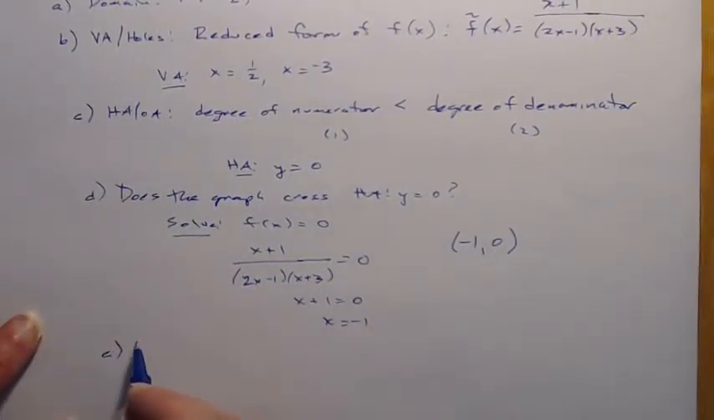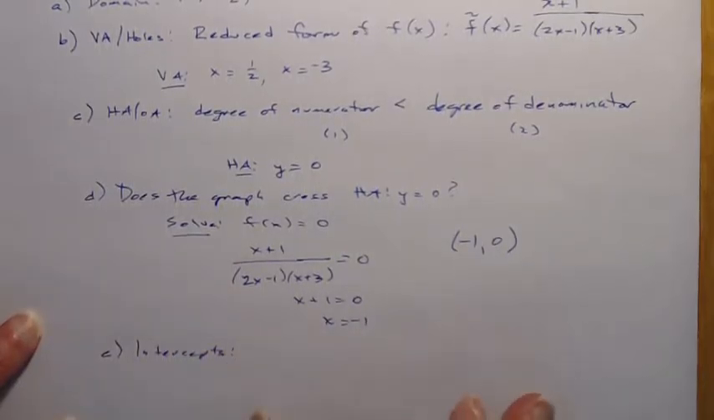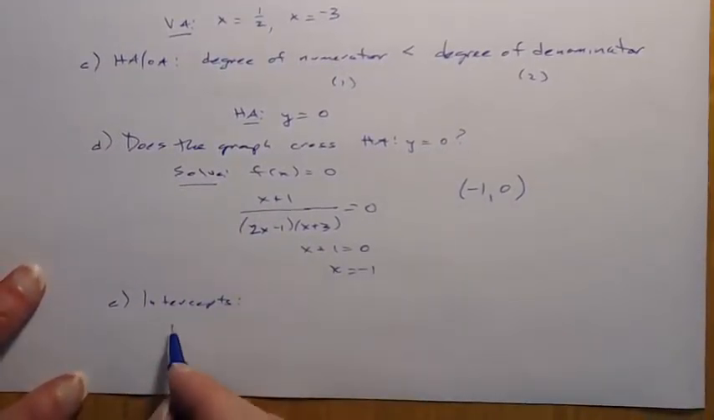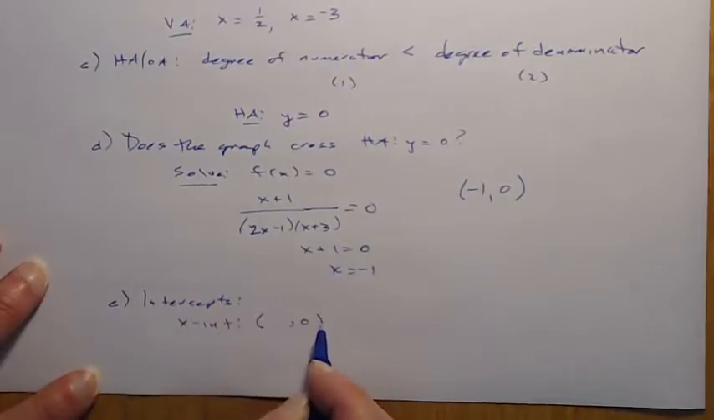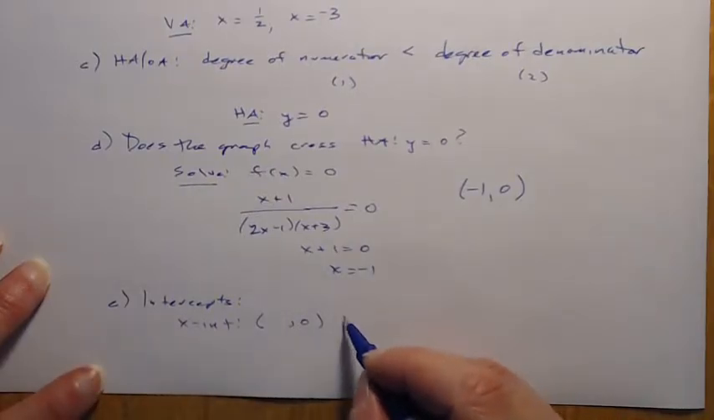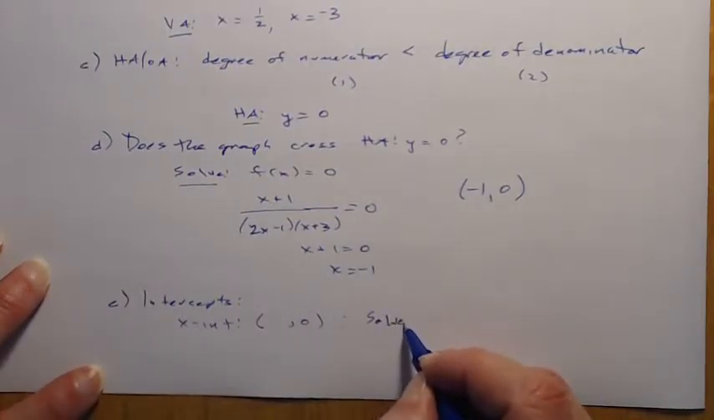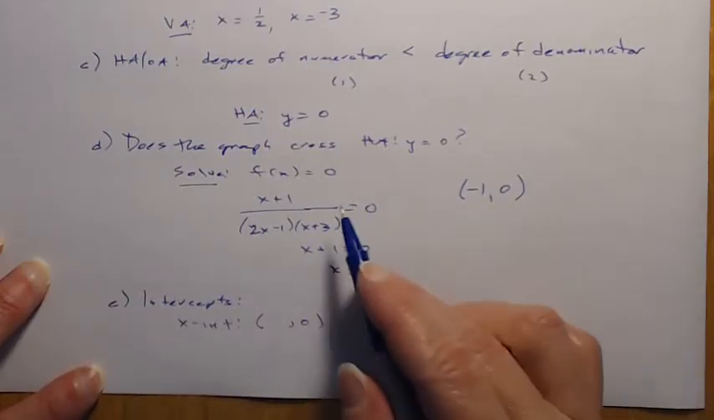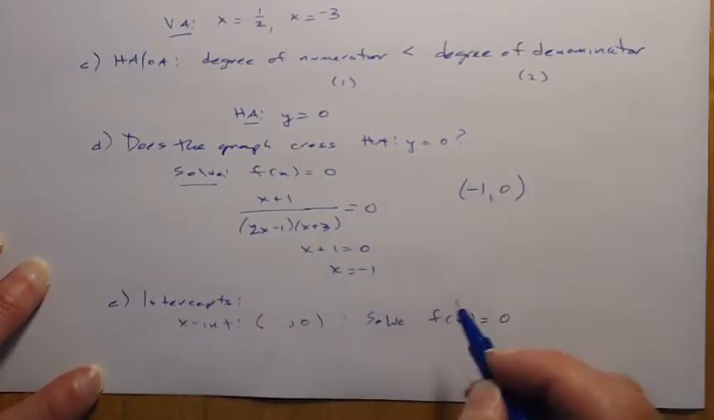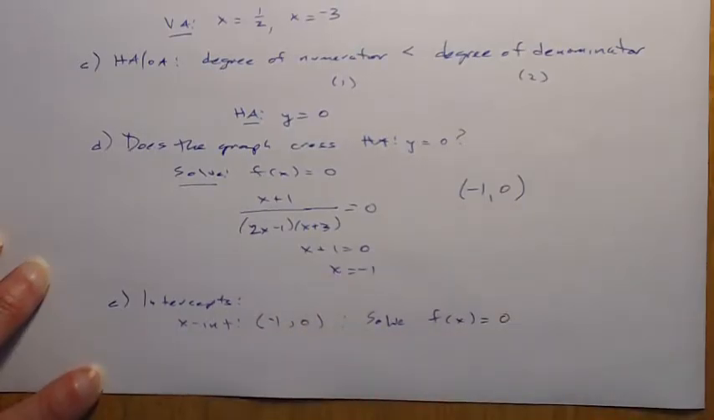Our intercepts. We have x-intercepts and y-intercepts. X-intercepts, remember, take the form some x value, comma, 0. To find these, you have to solve f(x) = 0. We just did that in the previous one. We were lucky because that happened to be our asymptote. So we know (-1, 0) is where we cross the x-axis.